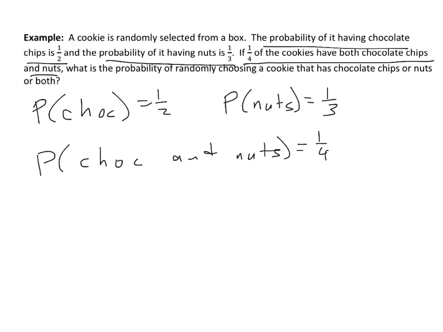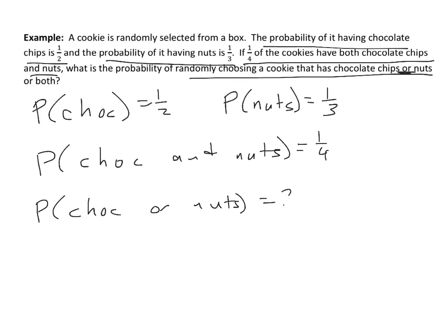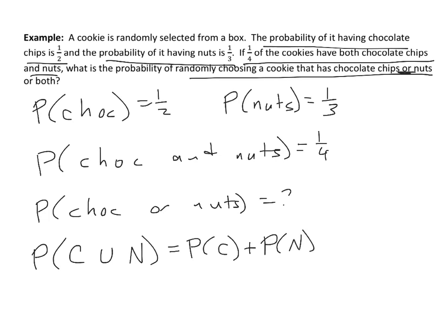And the question is asking, what's the probability of randomly choosing a cookie that has chocolate chips or nuts or both? So they're asking, what is the probability of chocolate or nuts? We just learned a formula that'll do this for us. The probability of chocolate or nuts would be the probability of chocolate plus the probability of nuts minus the probability of the intersection of those two things. I have all these numbers, so I can just plug them into the formula. This would be 1/2 plus 1/3 minus 1/4.